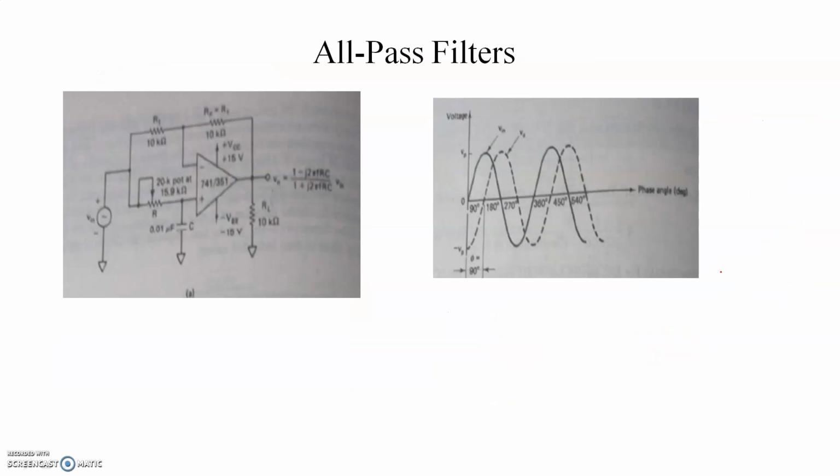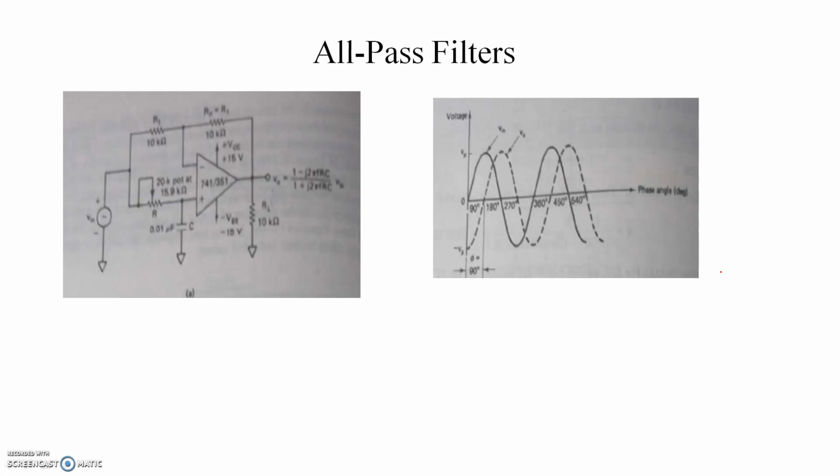The next one is the all-pass filter. As the name suggests, an all-pass filter passes all frequency components of the input signal without any attenuation. But it provides a predictable phase shift for different frequencies of the input signal. That is, all-pass filters, as the name implies, can transmit any frequency input signal without attenuation, but they will provide a phase shift for the output frequencies.